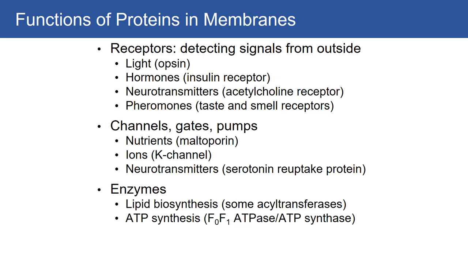We have channels, gates, and pumps. We'll talk about these extensively. So nutrients can get pumped in, and ions can get pumped in and out. Neurotransmitters are also pumped in as a mechanism of sensing. Enzymes are also in the membranes, things like lipid biosynthesis. For example, some acyltransferases, F1 ATPase is also an enzyme that's found in the membranes, as are numerous others that we will discuss in detail in the coming weeks.